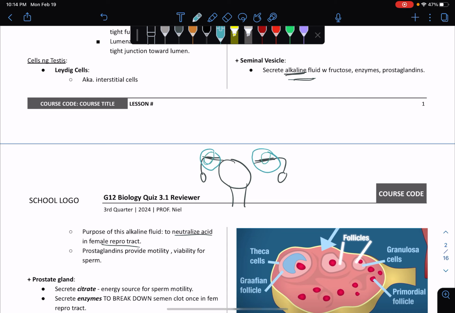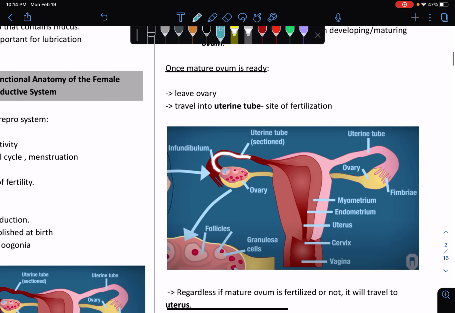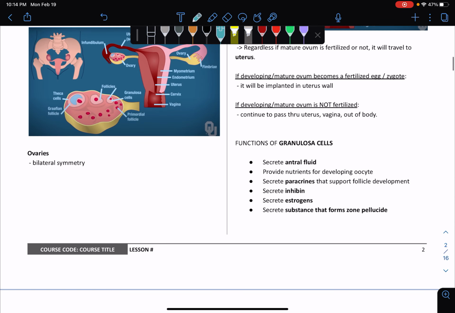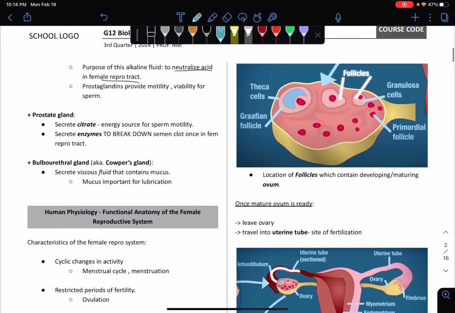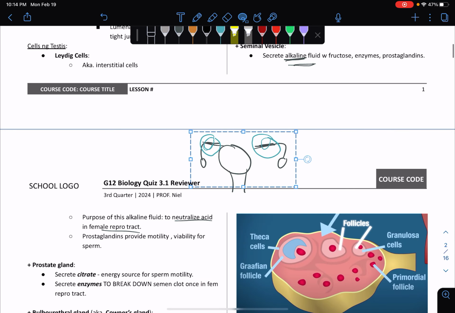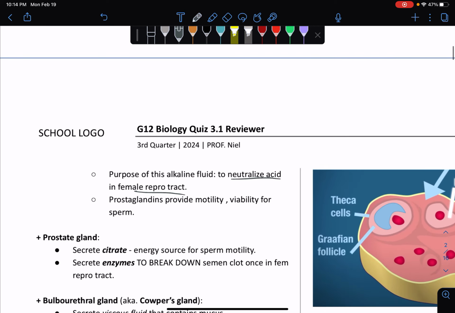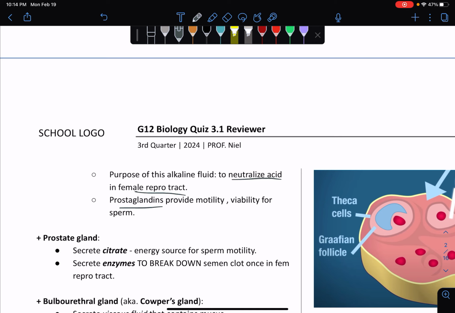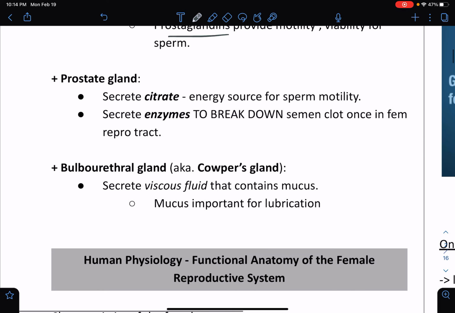I think this is called the something, I'm not sure, I forgot the name already, but there you go. It's called the uterine tube. There are two other names aside from the uterine tube. Fallopian tubes, yes. And there's another one. We'll get to that later. But as of the moment, let's continue. So we know what prostaglandins do. Let's move on to the prostate gland.